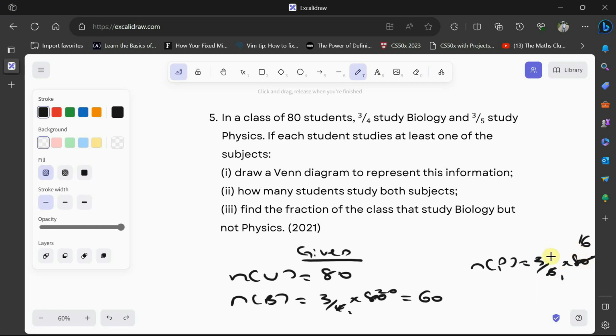So 16 times 3, that will give me 48. So 48 people study physics. And then they now said if each student studies at least one of, so there is no, I mean everybody's studying something, we should draw the Venn diagram to represent this information. Let's illustrate what we have.